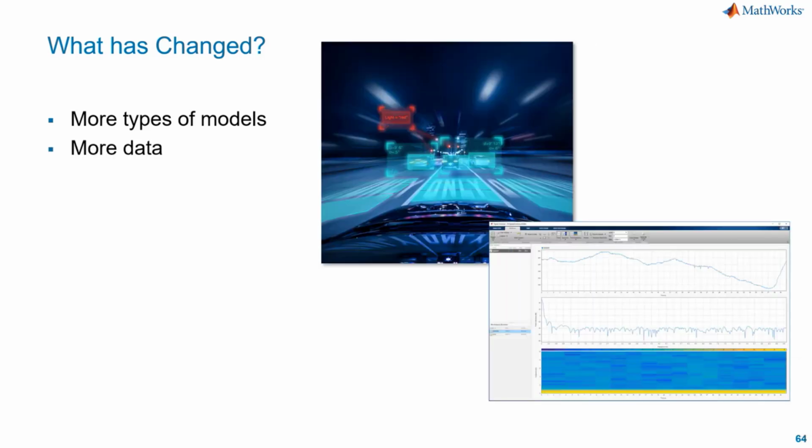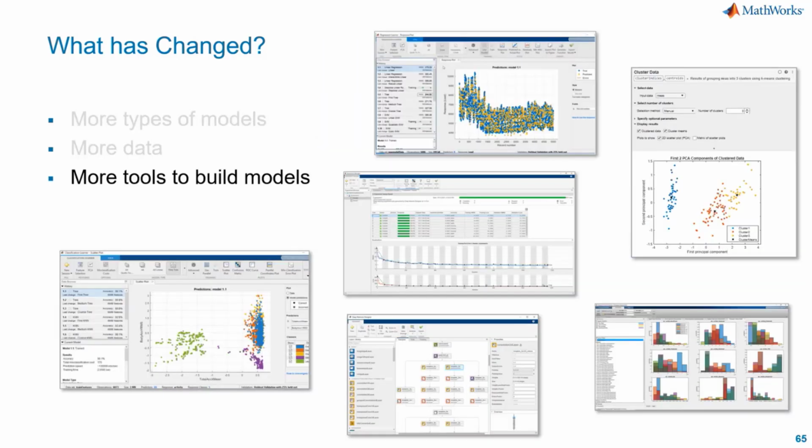The second thing which has changed is that there is much more data than before, because for autonomous driving, we have much more data to handle. MATLAB is good for handling big data, and we also offer different types of MATLAB apps for you to handle different kinds of data, such as image, point cloud, etc.